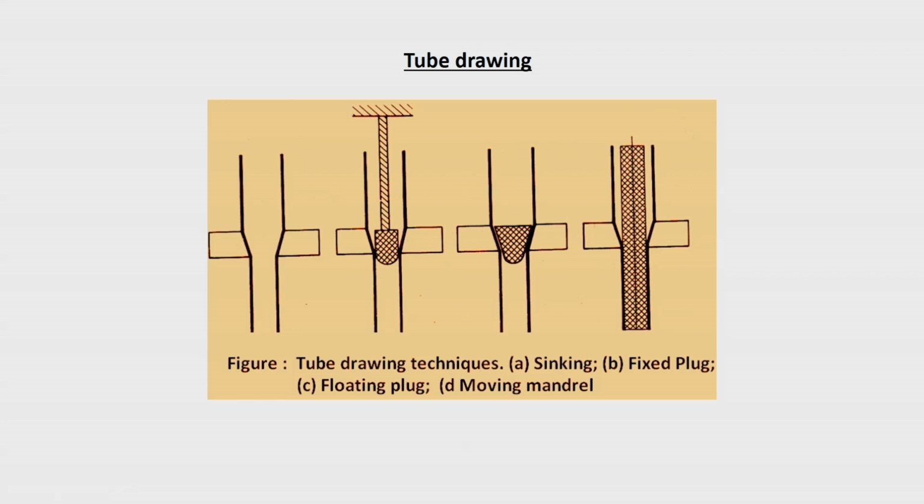Now, it is not only rods. You can also obtain tubes by drawing operation. So, tube drawing operation is also there. In tube drawing, there are 4 types of tube drawing operation. One is the sinking operation. Then tube drawing using a fixed plug, tube drawing using a floating plug, and tube drawing using a moving mandrel. So, you can have 4 types of tube drawing operation.